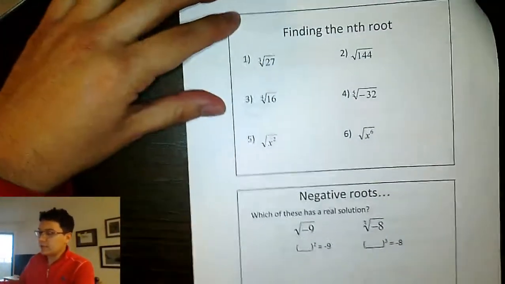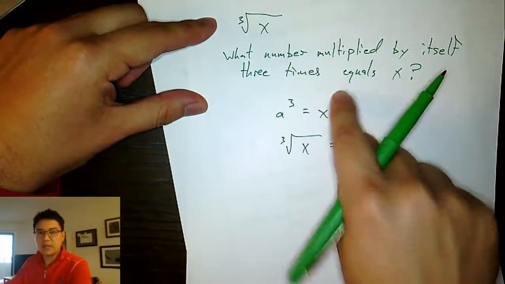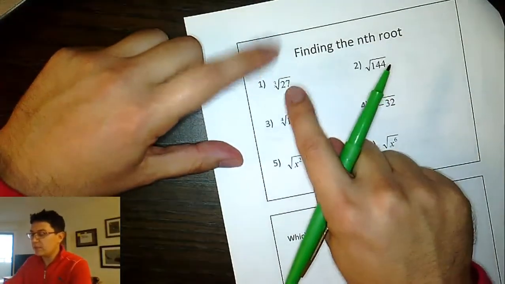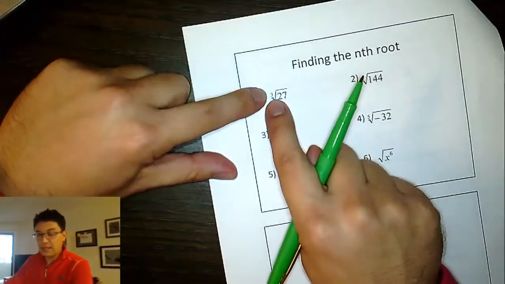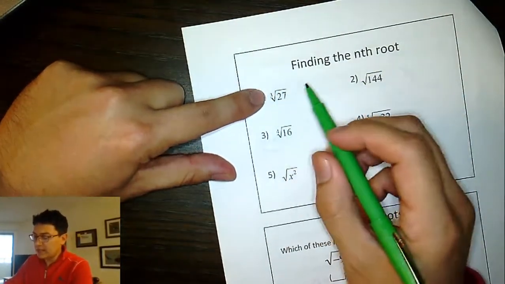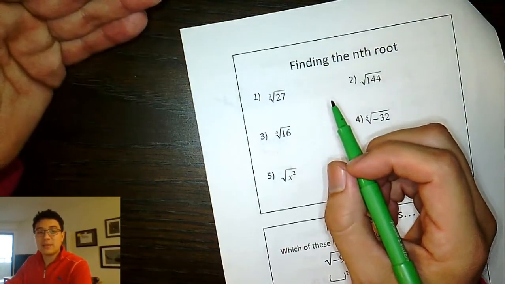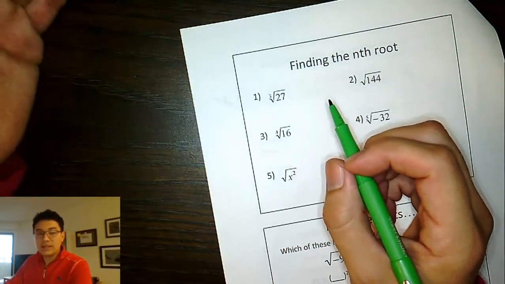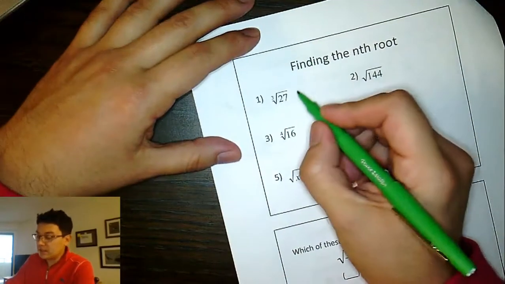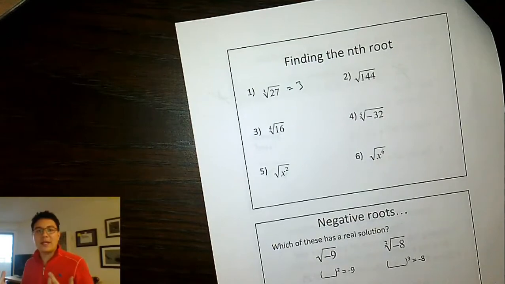All right. So if we go to the next example here, and we go back to this question that I gave you guys, what number multiplied by itself 3 times equals x, and we look at this first example here. This is asking, because the index is 3, what number multiplied by itself 3 times is equal to 27. The specific answer for this one is going to be equal to 3. Let's talk about how I know that.